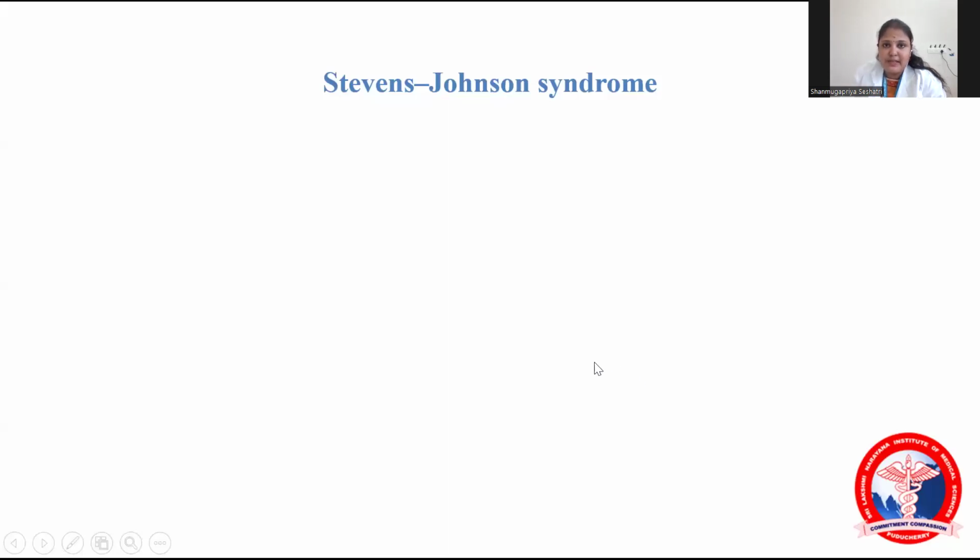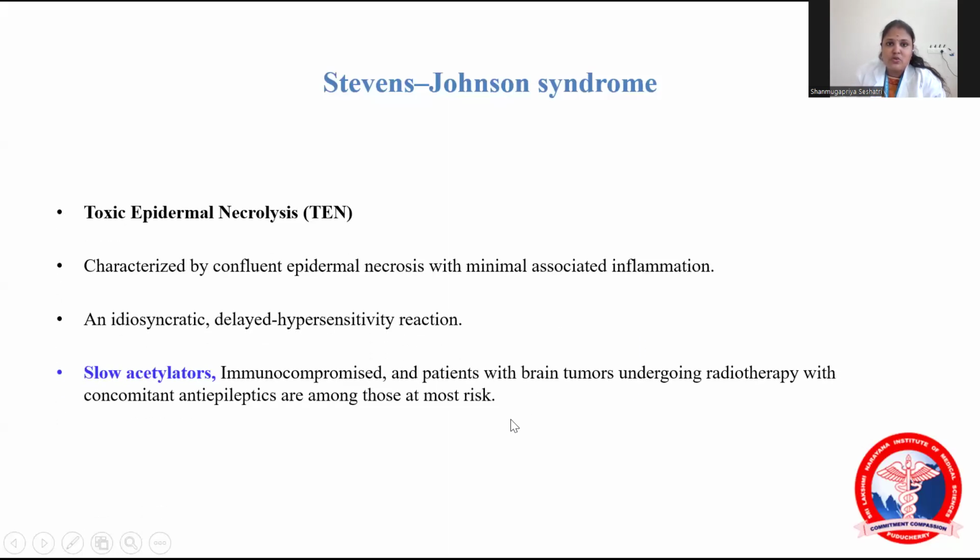So coming to the explanation of Stevens-Johnson syndrome. Stevens-Johnson syndrome is a toxic epidermal necrosis. The epidermis of the patient is completely destroyed due to drug intake, which is associated with a minimal level of inflammation. This reaction is idiosyncratic, so we don't know who will develop this reaction, and it is a delayed hypersensitivity reaction, type 4. So it is not present immediately. It will present at a very late stage, maybe after 1 or 2 days, maybe after a week, or maybe after some 6 months of drug intake.